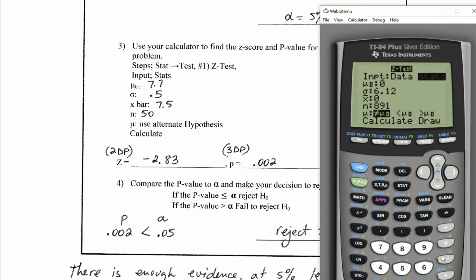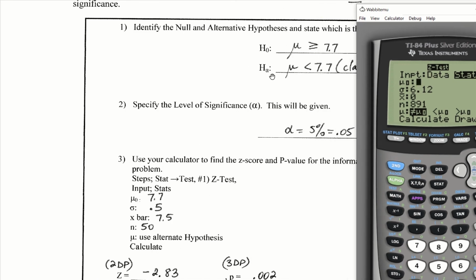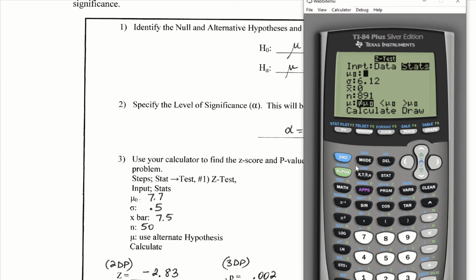We have a couple different options in terms of the input style. We weren't given the sleep times of each of those 50 smokers. What we were given instead was the summary statistics. So that's going to be our stats. In here, they're going to ask eventually for two different means. There's mu sub 0 and x bar. The mu sub 0, this is always the same number that appears in our hypotheses. So if you look at the null and the alternative, they use the value 7.7. So that's what's going to go here.